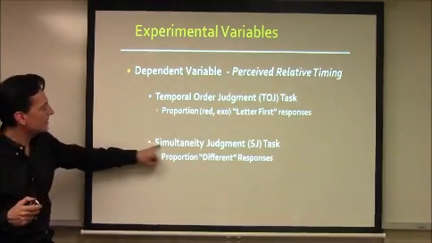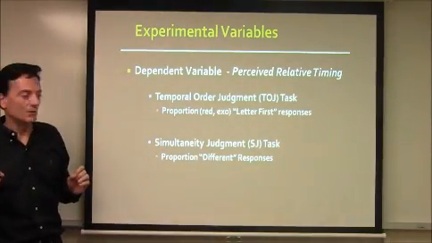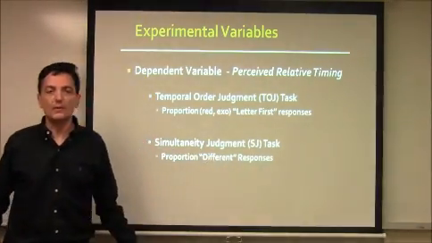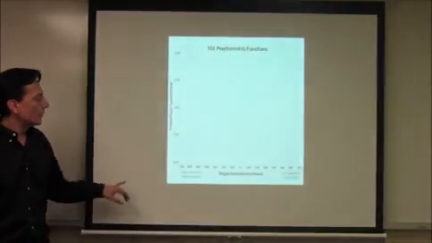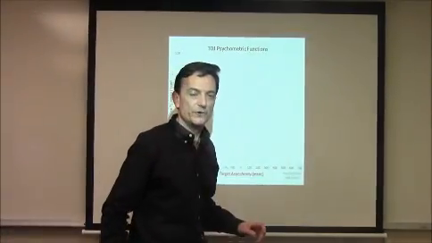So likewise, on the simultaneity judgment task, we only need to track one of the two possible response options, and we'll track the different responses. Okay? So here we are with a plot of the data in just a moment, just to lay it all out so it's not too confusing for you.